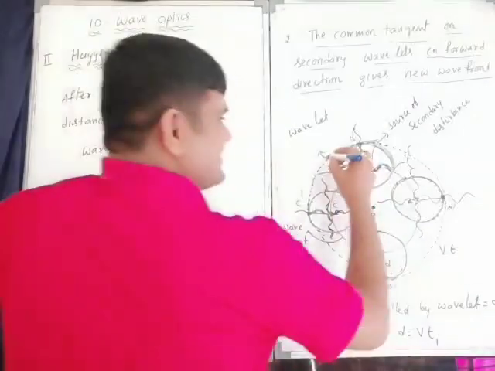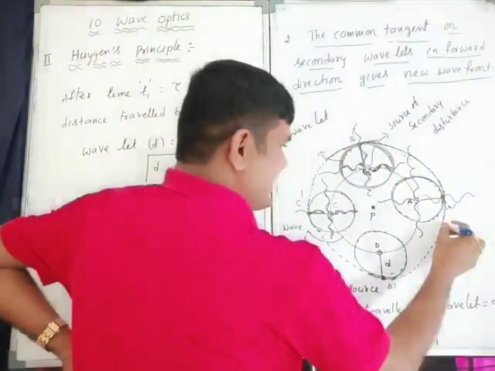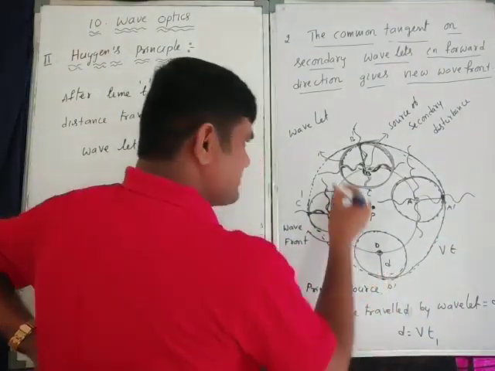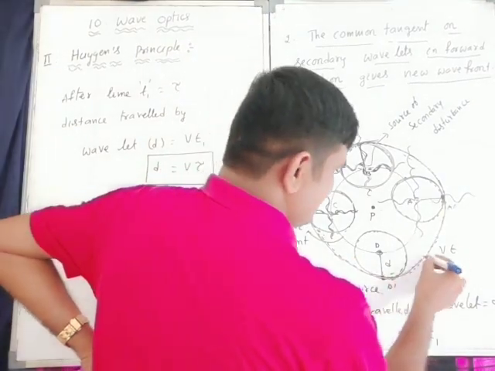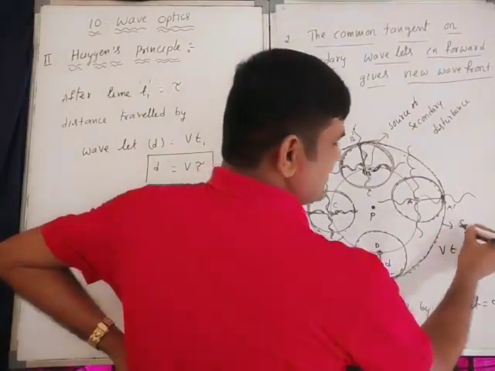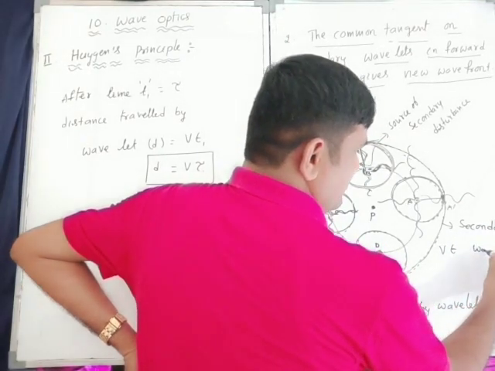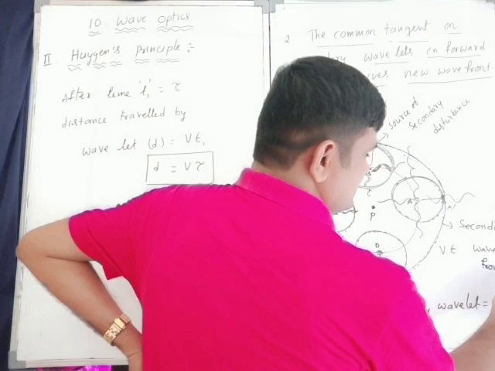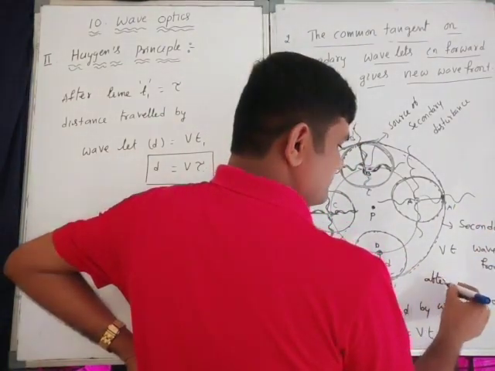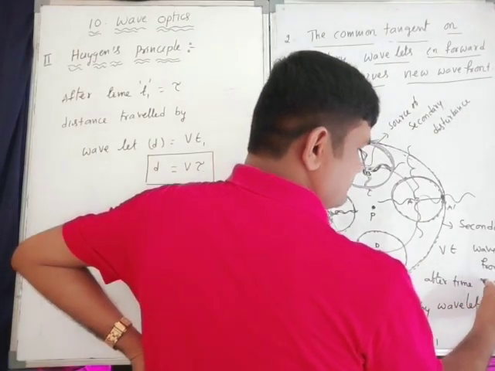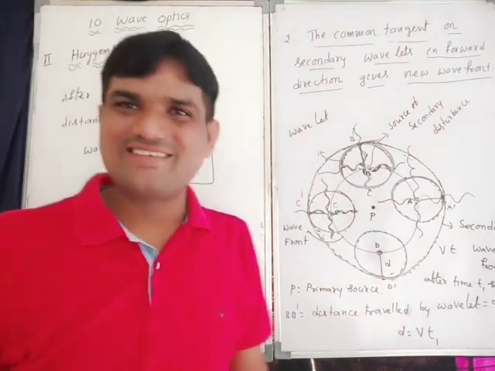This line is a common tangent. The common tangent sphere is nothing but a secondary wavefront. After time T1 seconds, T1 second is equal to tau.